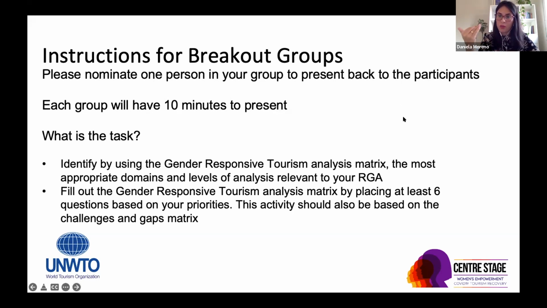I'm going to send you matrix number 2, and you have to identify, by using the gender responsive tourist analysis matrix, the most appropriate domains and level of analysis relevant to your rapid gender assessment, okay? Then you have to complete the gender responsive tourist analysis matrix by placing at least 6 questions based on your priorities. This activity should also be based on the challenge and gaps matrix.